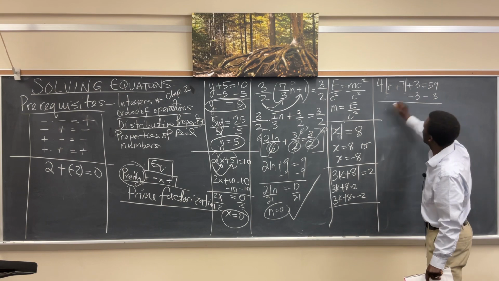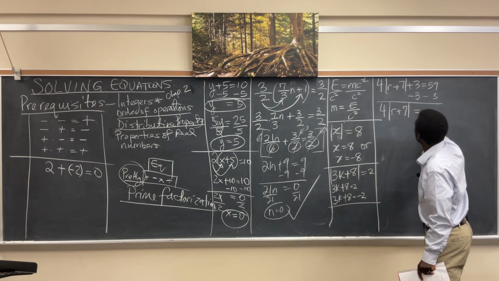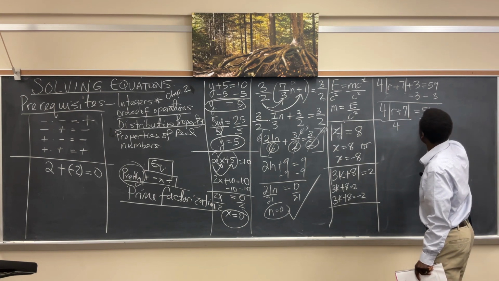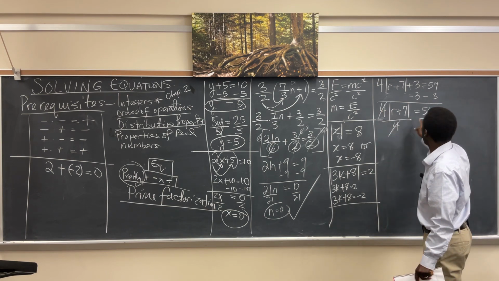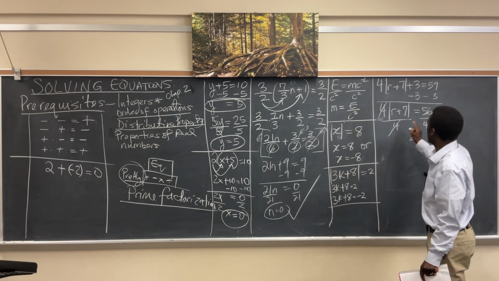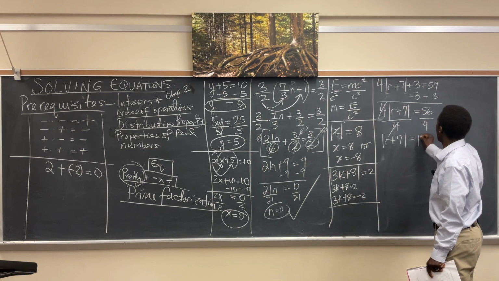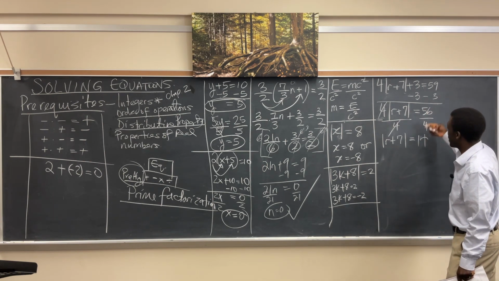So here what you do is you've subtracted 3 from both sides. So you have 4 times the absolute value of r plus 7 is equal to 56. And then you divide both sides by 4, because you're trying to isolate the r plus 7 part. So this 4 cancels that 4. Let me write this down. You have the absolute value of r plus 7. And then here we have 14. Okay, so 4 has gone into 56 14 times.